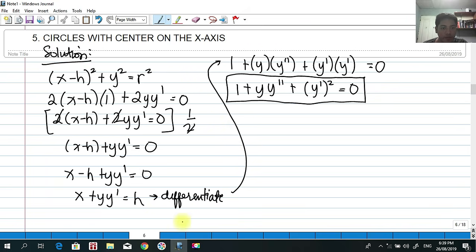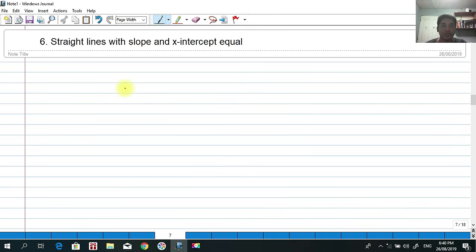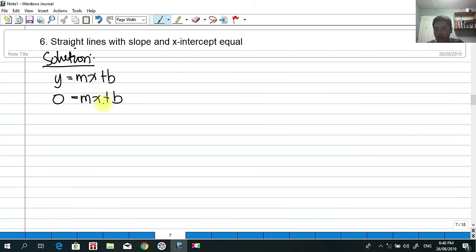Right, so let's proceed with number 6. Straight lines with slope and x-intercept equal. And again, for our solution, we shall be using y is equals to mx plus b. We have the slope-intercept form, but it says that the x-intercept and the slope are equal. So if we want to get the x-intercept here, we let y is equals to 0. Okay? Mx plus b, and we're going to get x, of course.